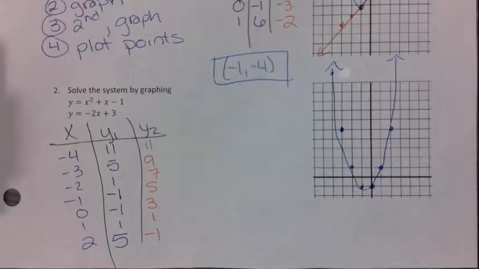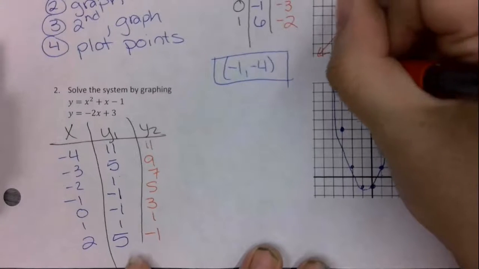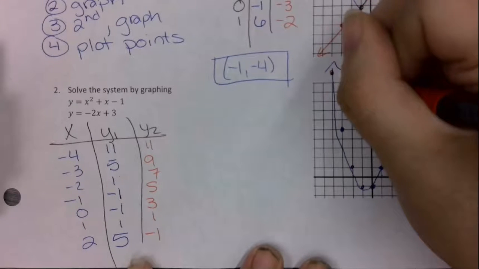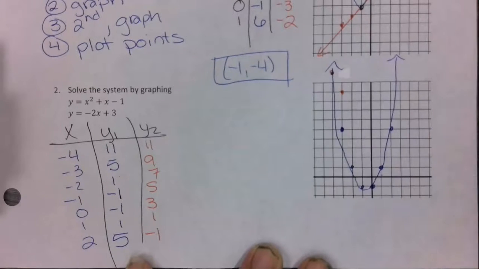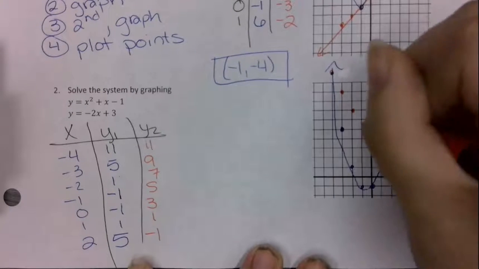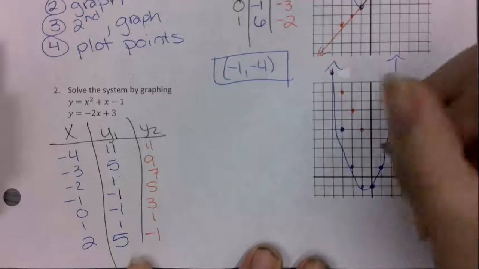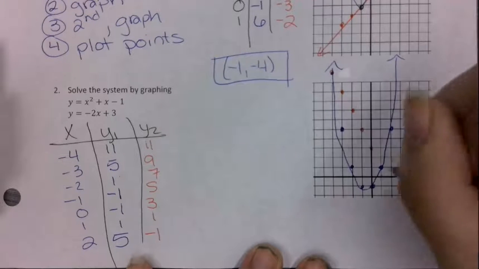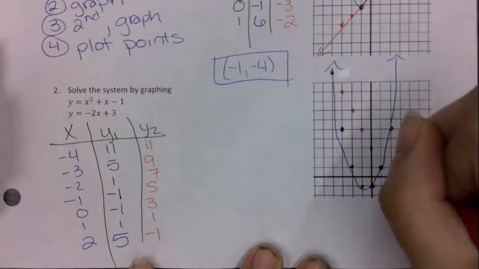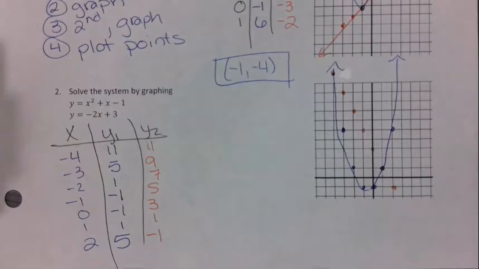Then I'm going to go plot my second one. It starts at -4, 11. Then -3, 9. -2, 7. -1, 5. 0, 3. 1, 1. And 2, -1. Where are my ruler colors?